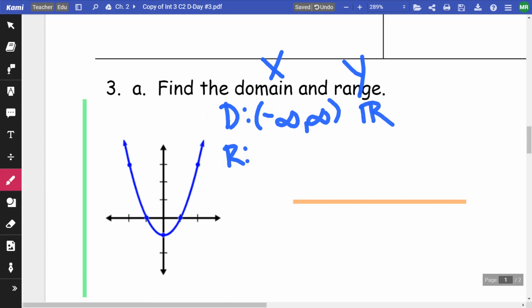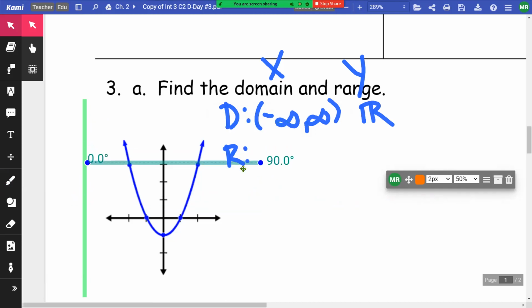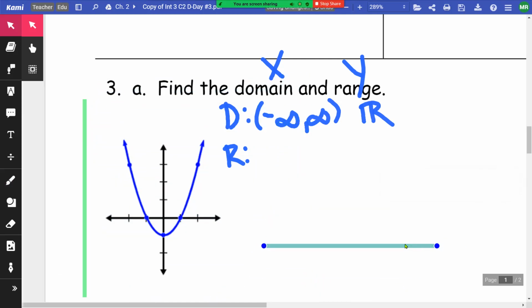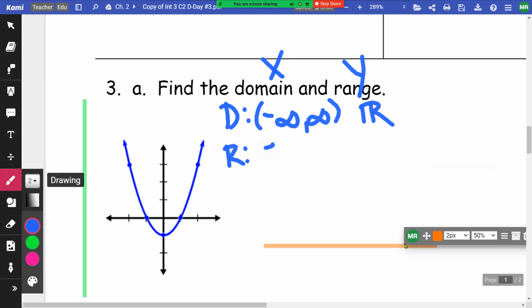Now my range are my y's. That's how high and low my graph is. So if I come and grab this horizontal one, and I'm going up and down. So what's the lowest my graph goes? For the lowest my graph goes, it stops here at -1 and it touches at -1. So that's going to be closed at -1. And it keeps going up and up and up and up forever and ever. So that's going to be infinity. Okay. So I'm going to have closed bracket at -1 to infinity, open bracket.